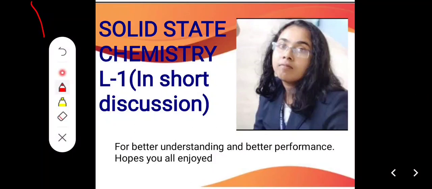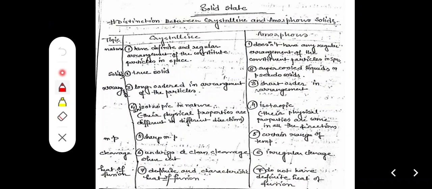Okay, solid state chemistry. First one, solid state chemistry. We know that states of matter are basically three types: one is solid, other is gas, and other is liquid. Their attraction force between molecules should be more in solid, then liquid, then gas.